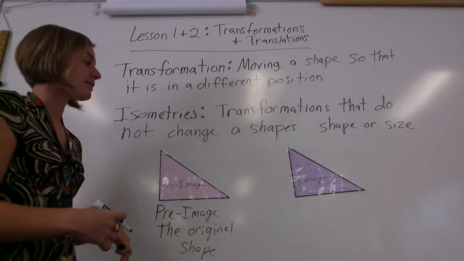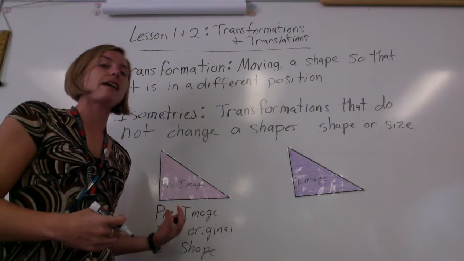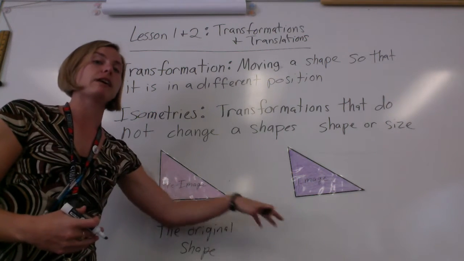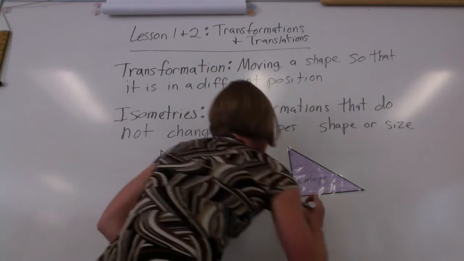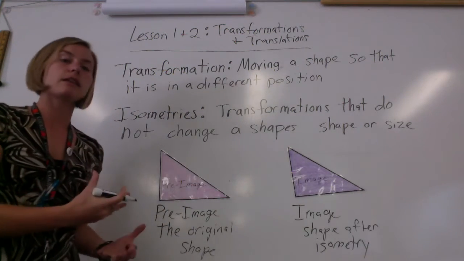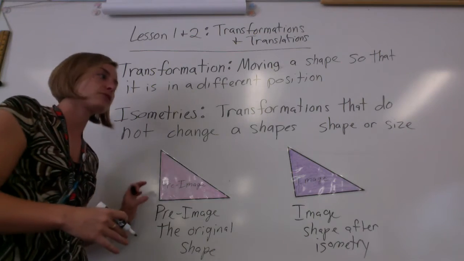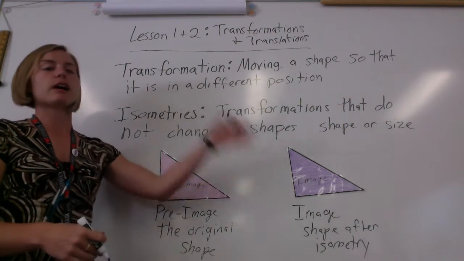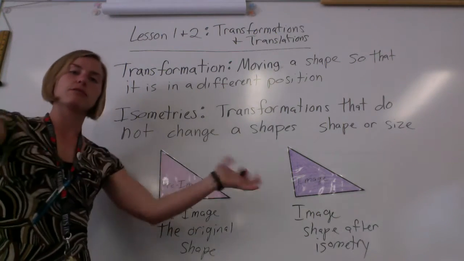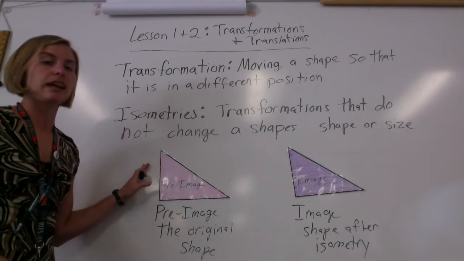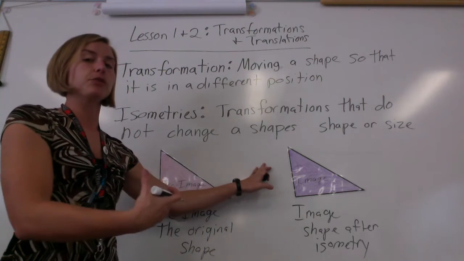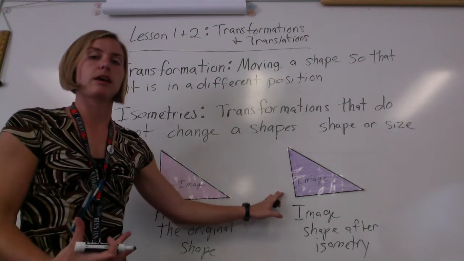Okay? So that's the secondary shape. That's the shape that happened after I moved it, after I did an isometry to it. And so we call that the image. It's what's there after you do the isometry, after I've slid it over, after I've rotated, after I've mirrored the image over. Okay? So you start with a pre-image, and then the image you get afterwards, after you move it, that's called the image. Okay?